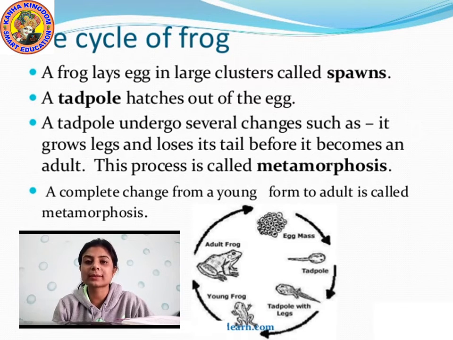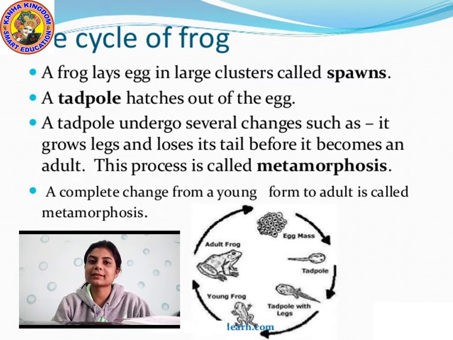S-P-A-W-N-S, spawns. What is the cluster of eggs laid by a frog called? That is called spawn. Then from that spawn, a tadpole hatches out. The baby frog, called a tadpole, looks completely different from the frog.